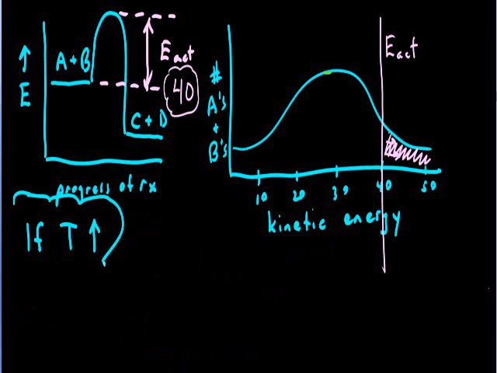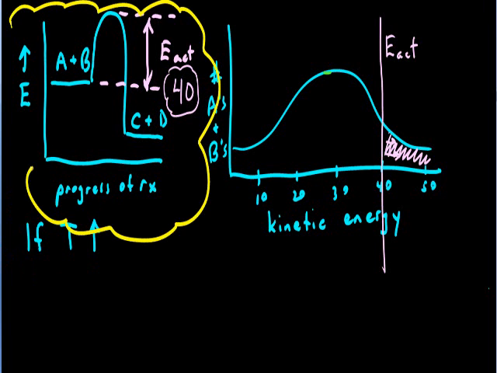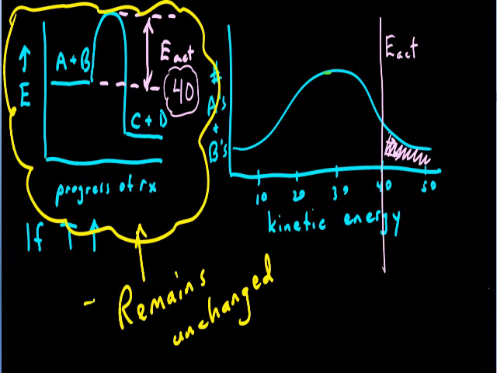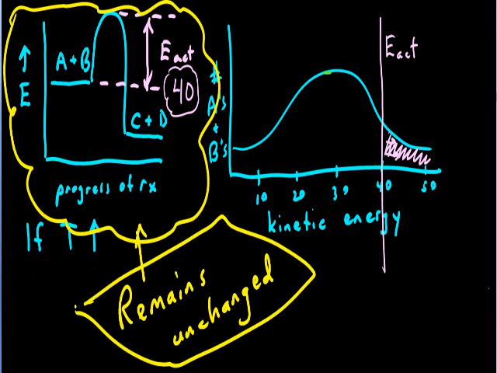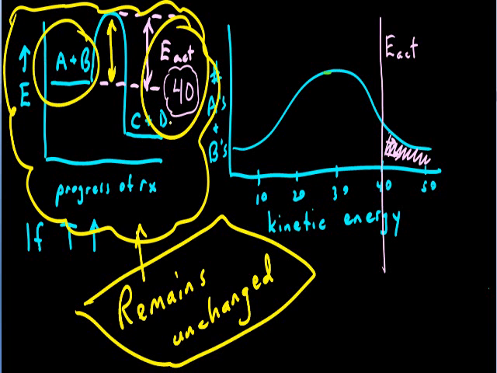Let's start out first looking at what happens if the temperature of our sample of A's and B's is increased. Now first, let's take a look at our progress of reaction diagram. This particular diagram remains unchanged by changes in temperature. Our energy of activation won't get changed by a change in temperature. The height of our hump representing energy of activation remains unchanged. Where our reactants start and where our products finish remains unchanged by altering the temperature of our reaction.